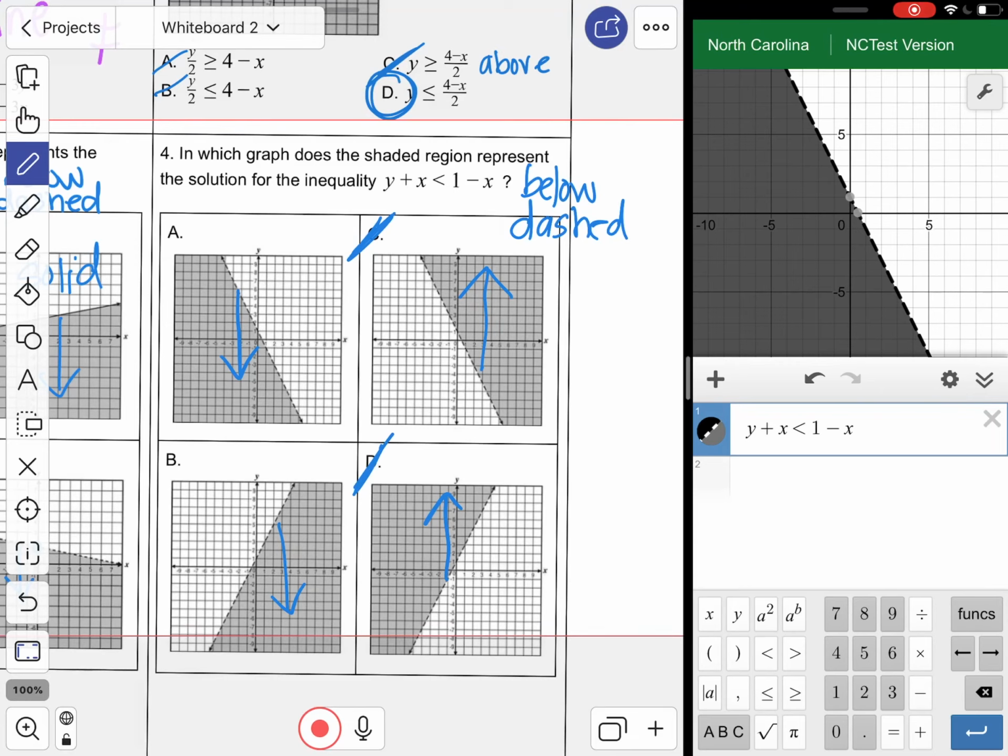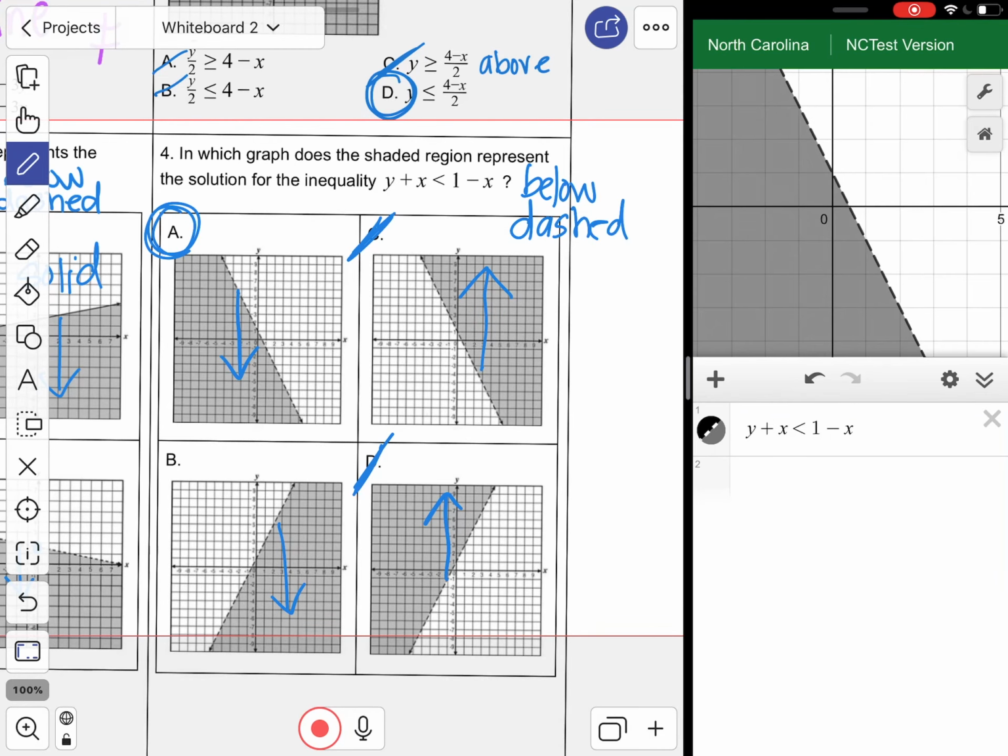So we're looking for which one matches this graph. Well, again, I have dashed lines for all of them, but if I look at the line, it is decreasing from left to right. So the only one that's decreasing from left to right is A. And of course, I can check those x and y intercepts. So I have a y-intercept at 1 and an x-intercept around 0.5, which is true for A.